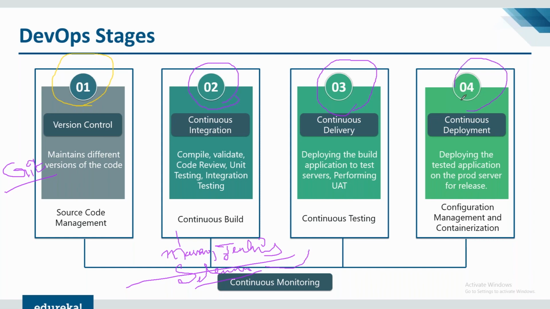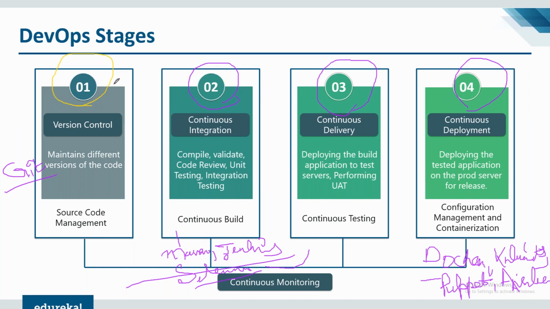In terms of continuous deployment, we have tools like Docker for containerization, and Kubernetes. As a part of configuration management, we have Puppet, and Ansible, the most popular tools out there for these different processes.